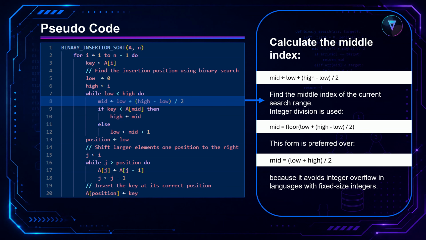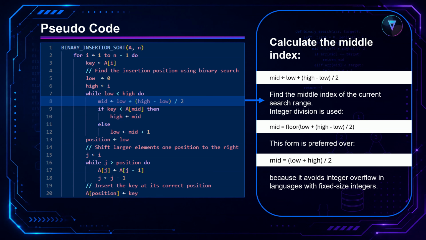Can you explain that simply? Mid represents the middle index of the current search range. Another way to say the calculation is, start at low and move halfway toward high. Integer division is used, so any decimal part is ignored.